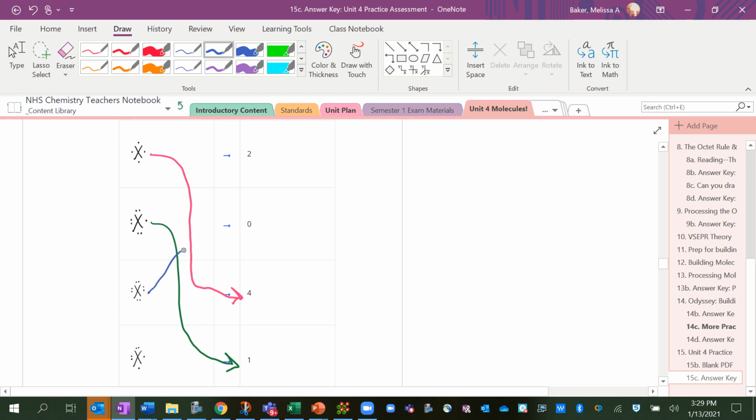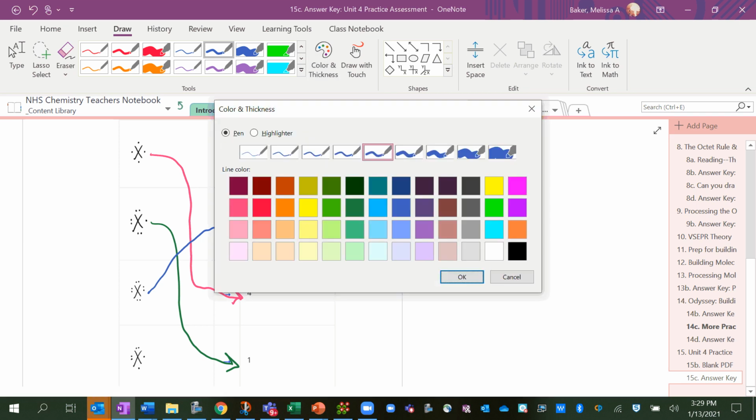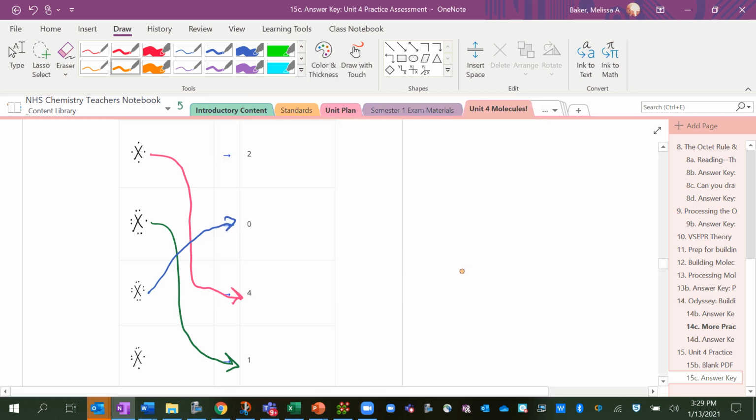This one doesn't have any lonely electrons, so it's not interested in forming a bond. And this last one, good, it makes sense. There's 2 lonely electrons, so it wants to form 2 bonds.